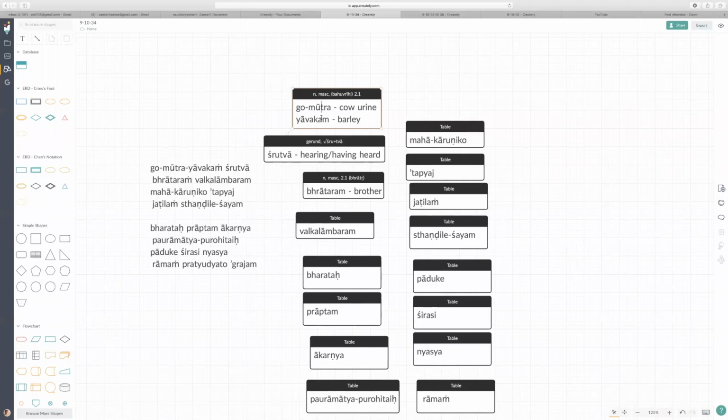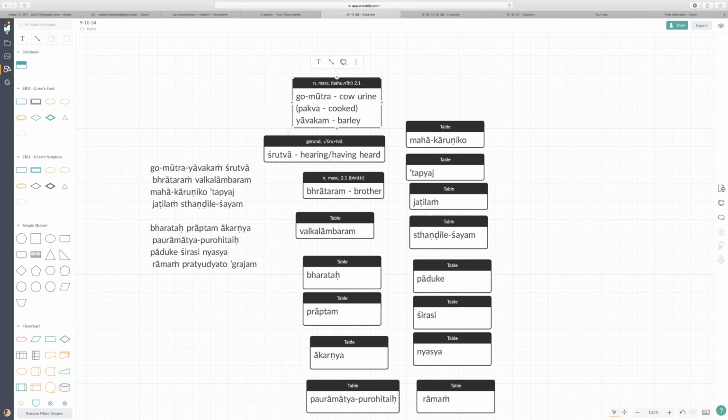And then another thing that gomutra yavakam, you can say barley and cow urine, but the thing is barley cooked in a cow urine. So there is one more thing which is missing in the samasa, the fact that it's cooked, pakva, cooked in cow urine. So this, again, you can't figure it out just by grammar. And this is called Madhya Padalopi Samasa, or whatever, Padalopi Samasa in Sanskrit. In other words, a compound from which a word was omitted.